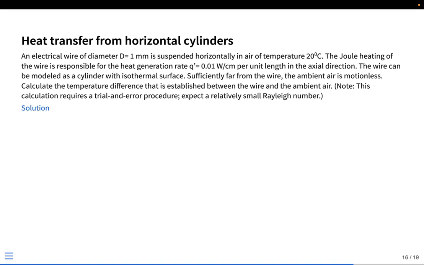Now we'll take up another problem, which is you have a horizontal wire of diameter 1 mm, which is suspended horizontally in air. The Joule heating of the wire is responsible to give a given heat generation rate, and you have to assume that it is in steady state. What would be the temperature that it would reach?